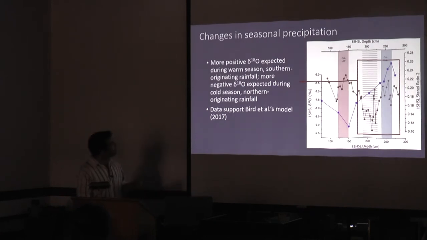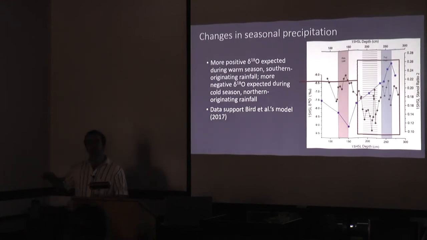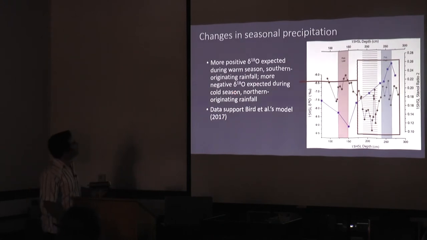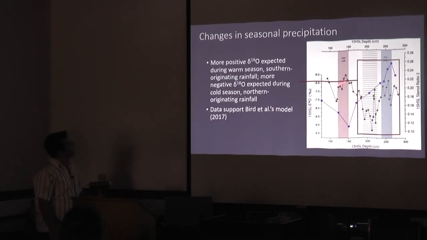So what we'd expect then is more positive delta 18 values during the warm season, as we're getting positive delta 18 water coming up from the Gulf of Mexico and being dropped in the summer. And then we'd expect more negative delta 18 values during the cold season, as we're getting more rainfall coming in from the north, from water that is characteristically lower in its delta 18 values. And that's exactly what we see.